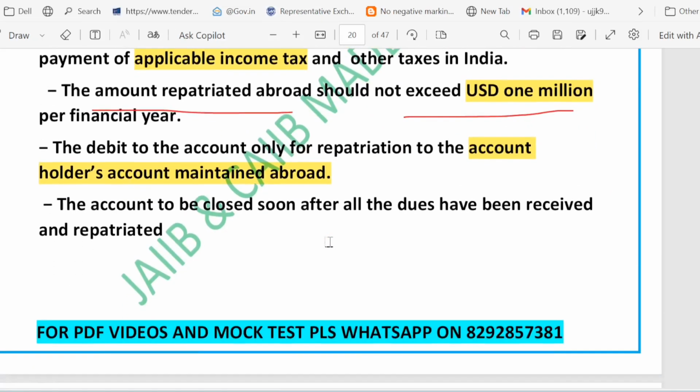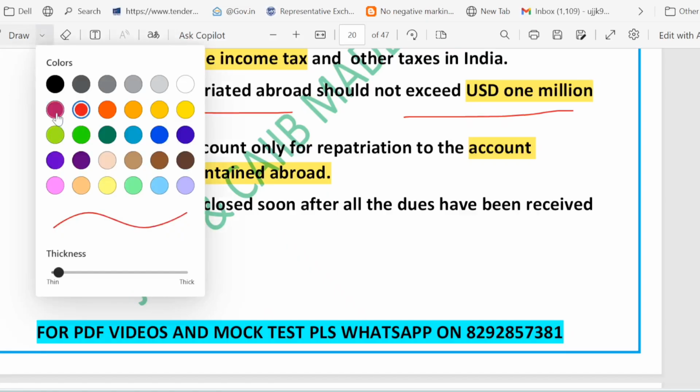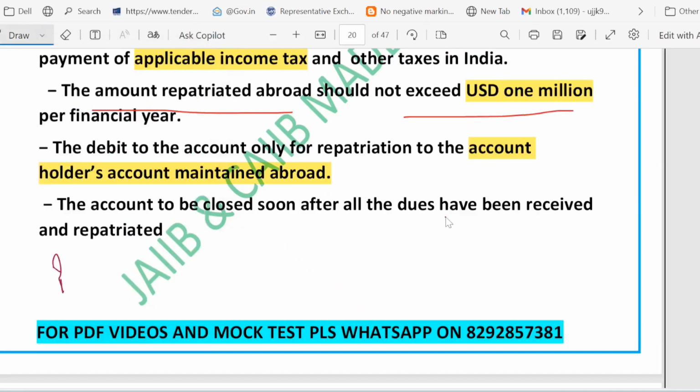Then we have closing the account. Once all the pending dues have been collected and repatriated, the bank will ask you to close the account soon after. It is a temporary step to help you collect what is owed and move the funds home. Let me give you a short practical example to make it clearer. So friends, take the case of Sarah. She works in India and she has a resident savings account.